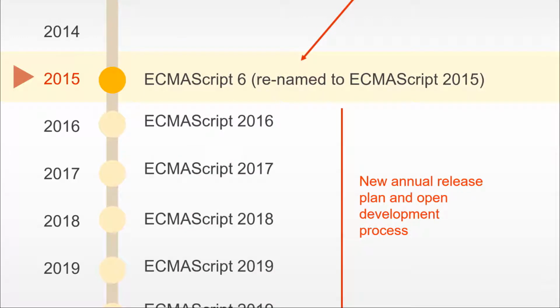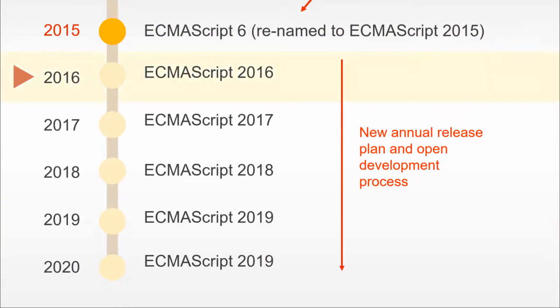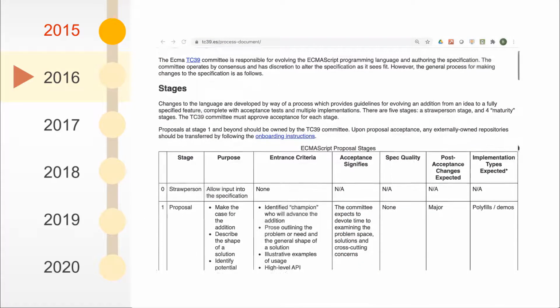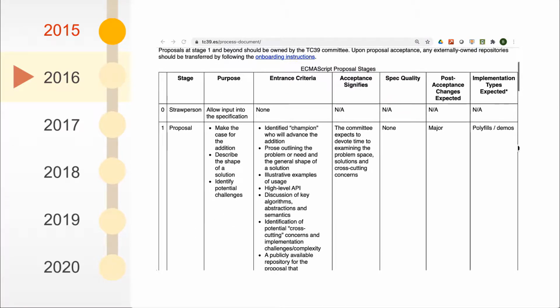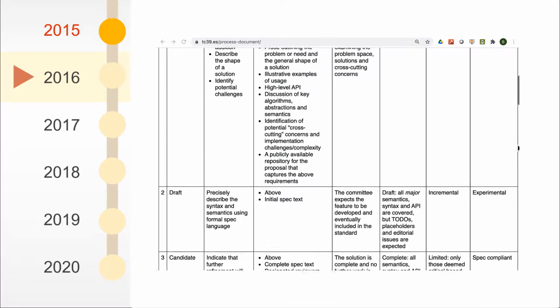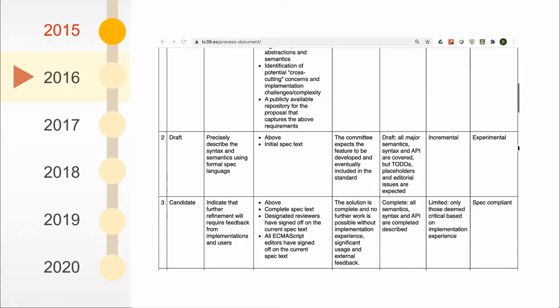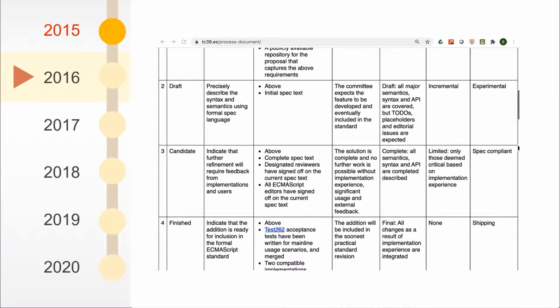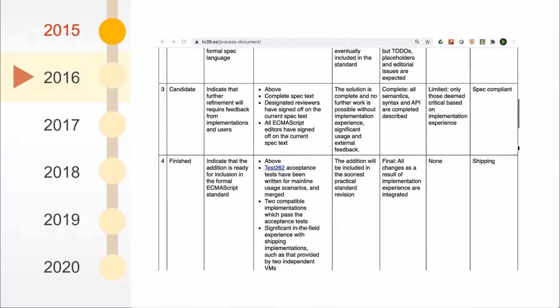Since 2015, the committee has committed to an annual specification schedule. There is also a new approval process which consists of 5 stages. Stage 0 consists of an initial idea, while Stage 1 involves a formal proposal. Stage 2 involves an initial draft of the proposed change for the specification, while Stage 3 should have a version that is almost final, ready for final feedback from the community.